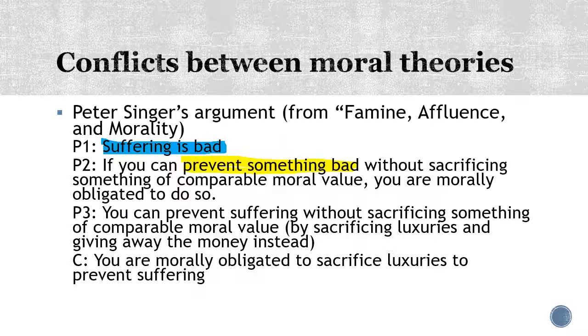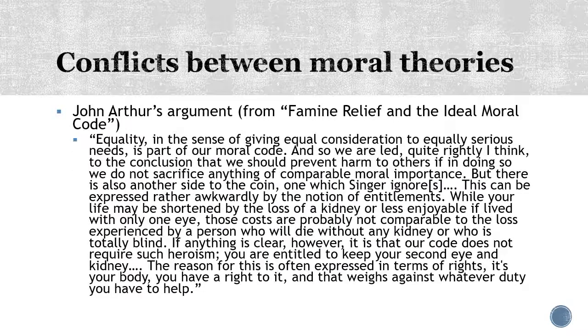That's important to recognize. One very famous response to Singer's article, Famine, Affluence, and Morality, is an argument from a fellow by the name of John Arthur. And he gives something like the following argument. Since we haven't read it before, I've quoted several paragraphs out of it. The article in full is called Famine Relief and the Ideal Moral Code. Really excellent article. And if you want to get a hold of a copy, just talk to any MCC librarian. They can get you a copy of it.